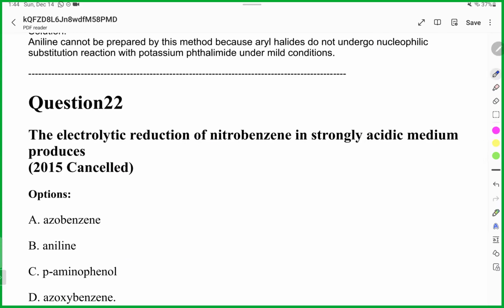Next, Samarth. Electrolytic reduction of nitrobenzene in strong acidic medium. What will it produce? The reduction can only produce aniline? Strong acidic medium, highly acidic medium. What happens if you have a very strong acidic medium? This is a very good point. I will add it in the notes.